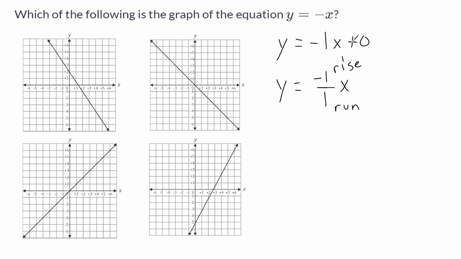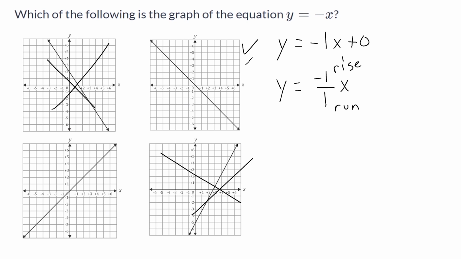So we know for sure that our line is going to intersect the y-axis at 0, which would eliminate this choice and would eliminate this choice. So it must be one of these two graphs. Now notice that our slope is negative. That means from left to right, our line must be going downwards. So it has to be this choice right here.